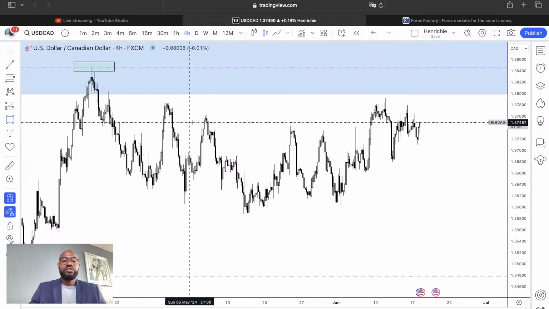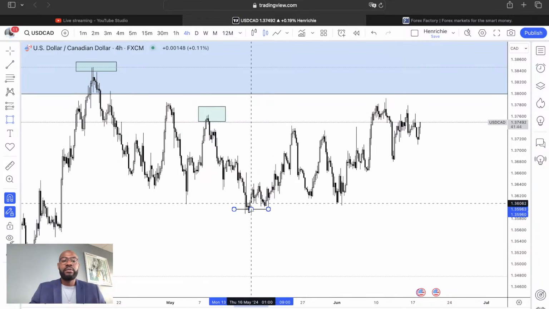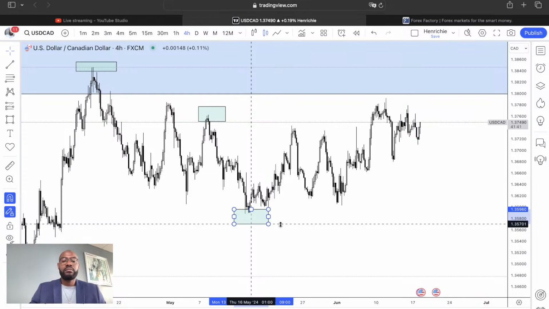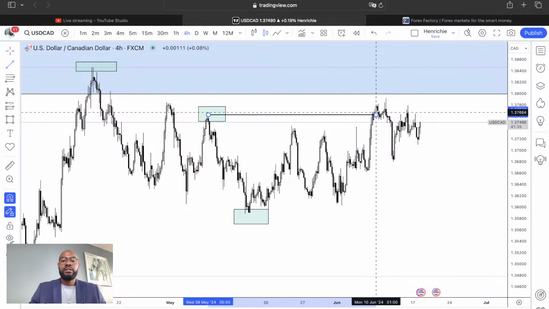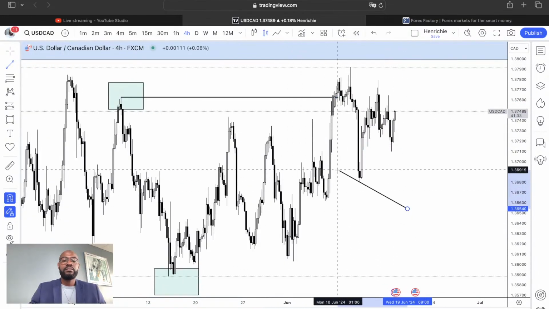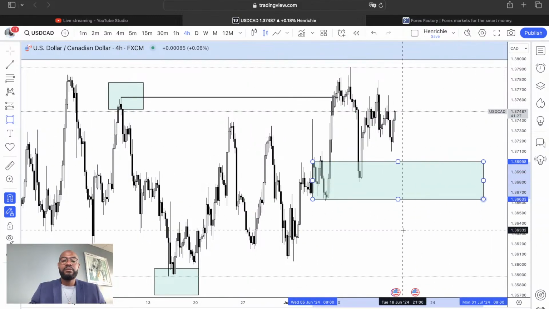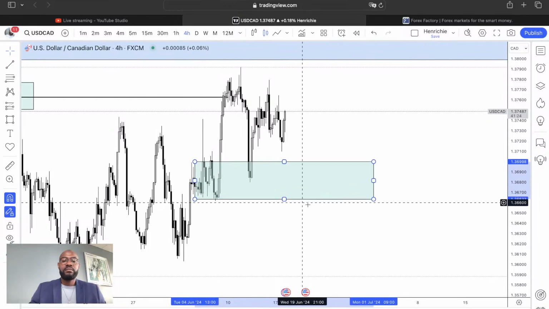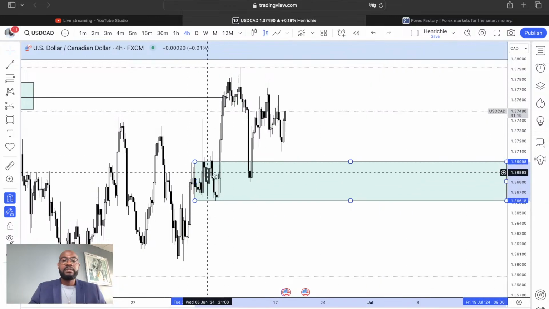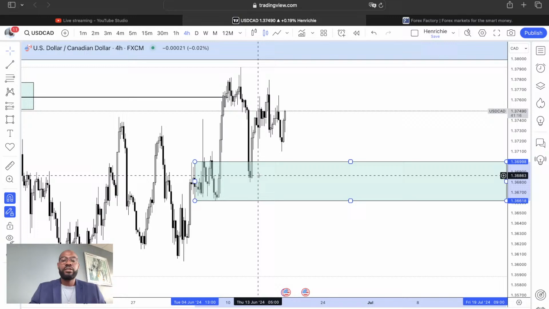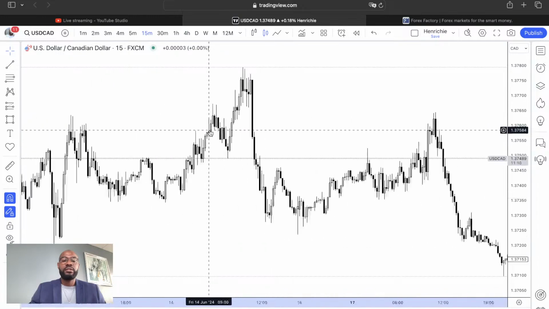Now we look at structure. Price is creating a high, a low right here, and then we'll have this high, a break of structure, and this right here, last down close candle, last down close candle before an expansion to break structure. Price came back into it. All we want to see from here, 15-minute shift to market structure.